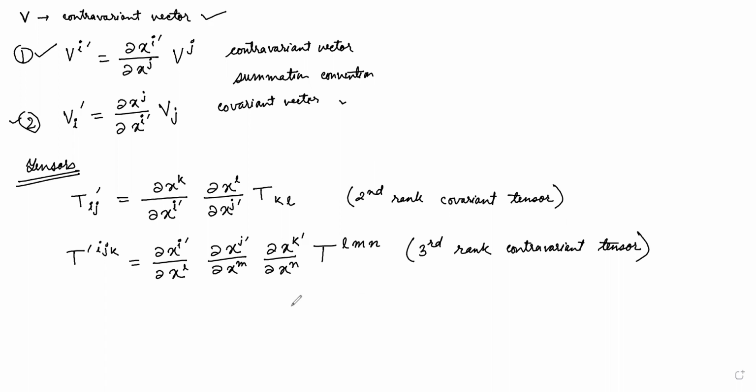Next, let us look at a mixed tensor. It would be something like this: T prime ijk. This is equal to, oh, sorry.